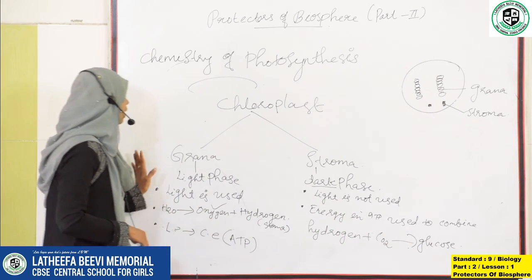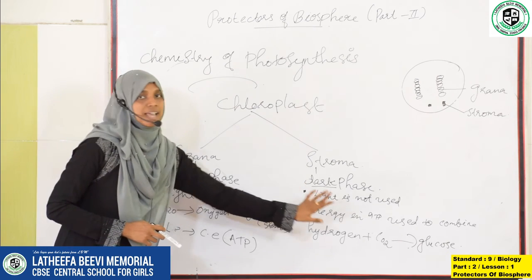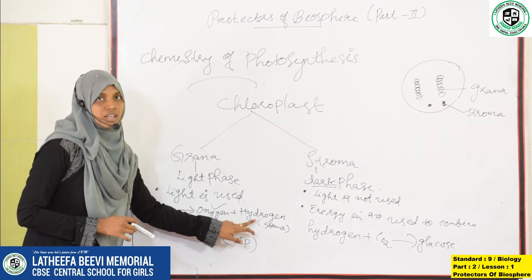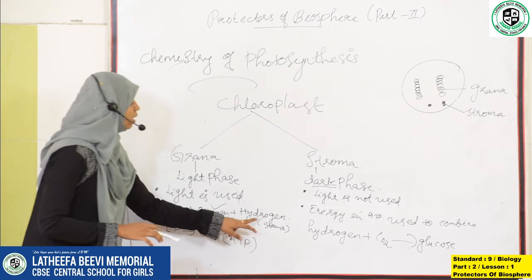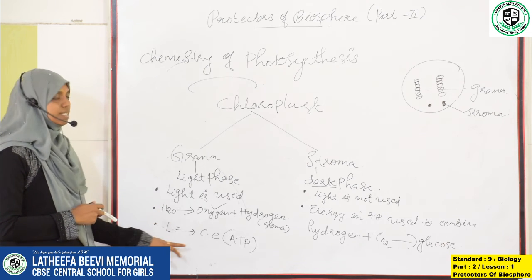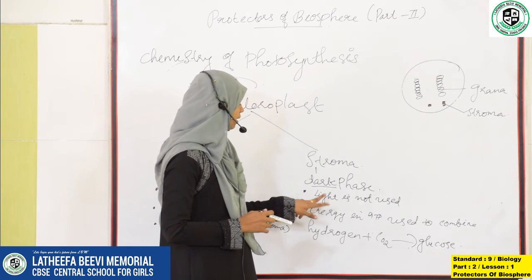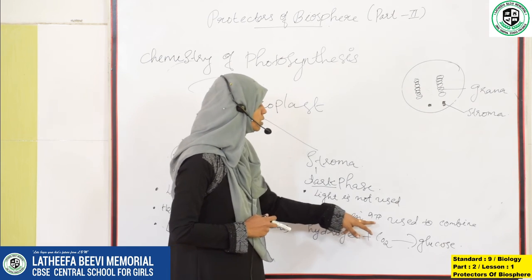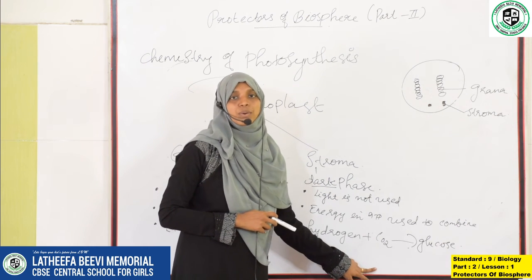This is all about the light phase and dark phase. Once more I can repeat: in the light phase, light is used; in the dark phase, light is not used. Here water splits into oxygen and hydrogen. Oxygen is released and hydrogen goes to the stroma. In the light phase, light energy is converted into chemical energy and stored in ATP. In the dark phase, the energy produced in the light phase is used to combine hydrogen and carbon dioxide and produce glucose.